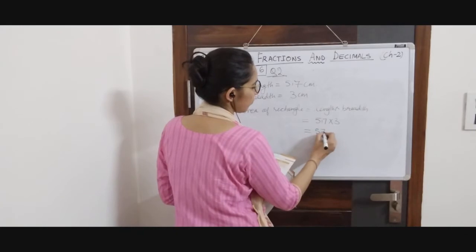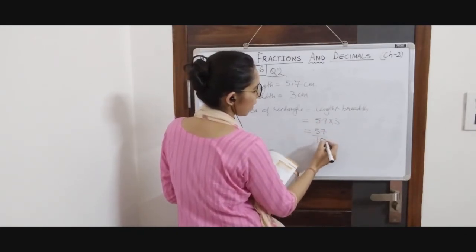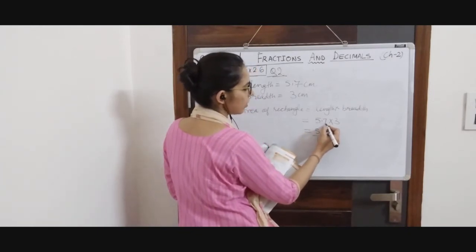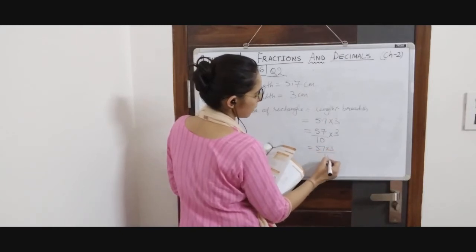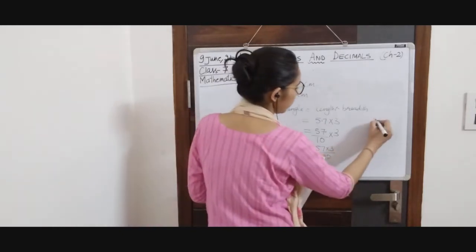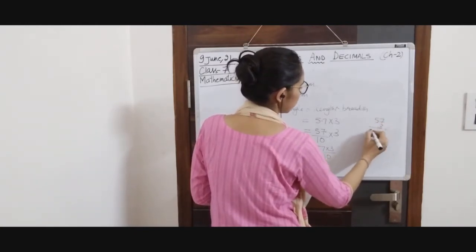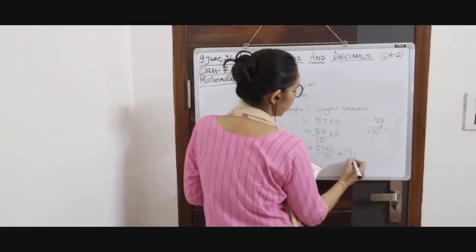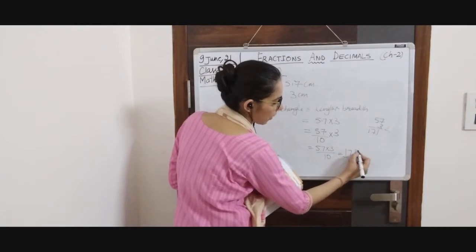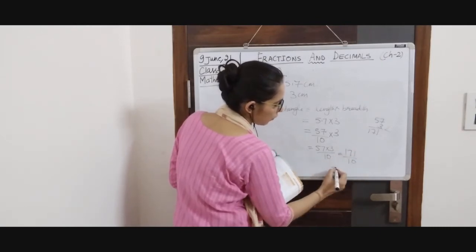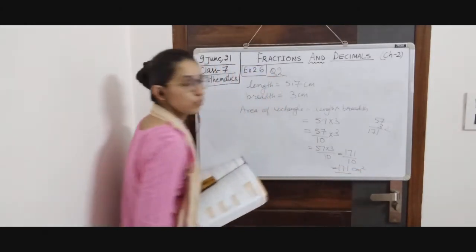First we will remove the decimal. It means we will put 1 below the decimal and put as many zeros as there are numbers after the decimal, into 3. 57 into 3 divided by 10. We will multiply 57 by 3, which is 171 by 10. Then we will leave as many numbers as there are zeros, it means one number, then we will put the decimal. So it will be 17.1 centimeter square. This is your answer.